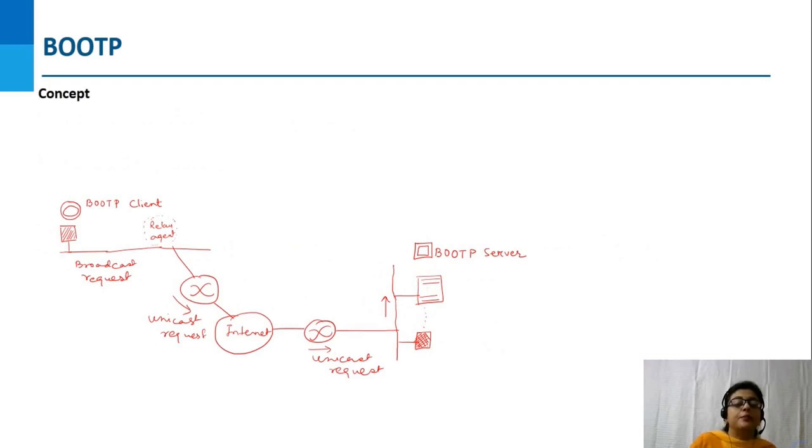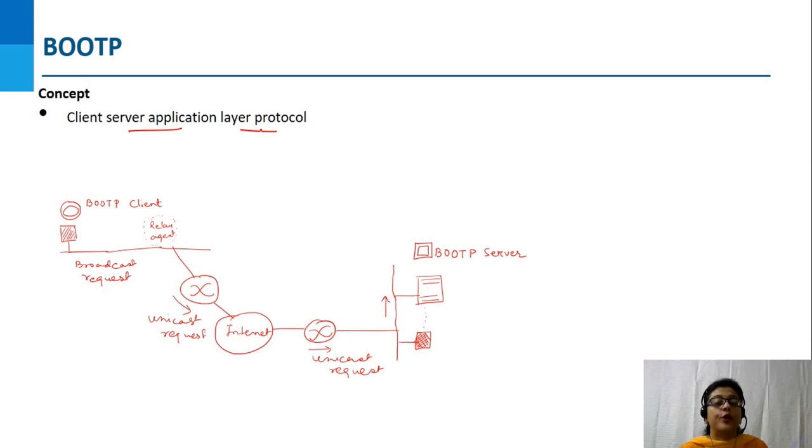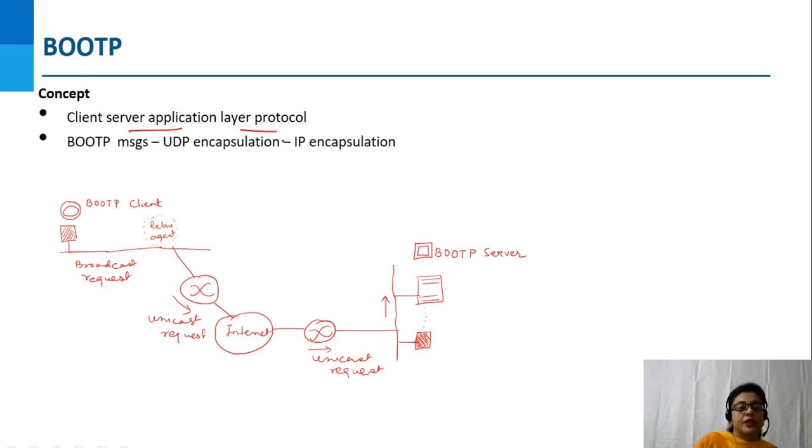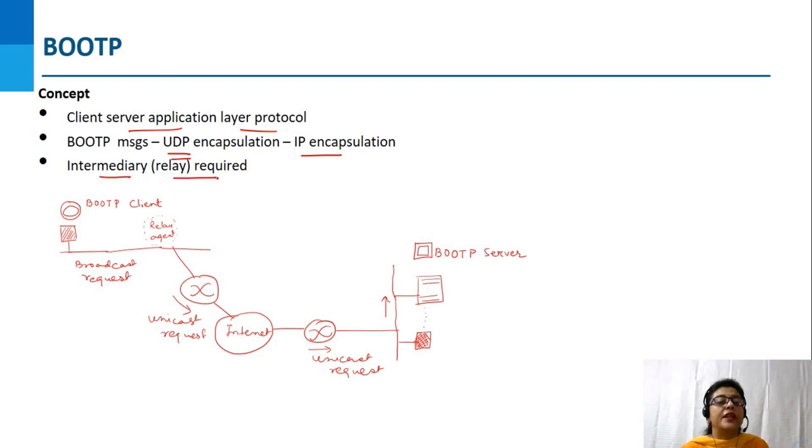Let us look at BOOTP or bootstrap protocol. This BOOTP protocol is basically a client server application layer protocol, unlike RARP, which is a data link layer protocol. So BOOTP messages are encapsulated in UDP, and these are further IP encapsulated. Hence, there is an intermediary or relay which is required in the entire transfer of messages.